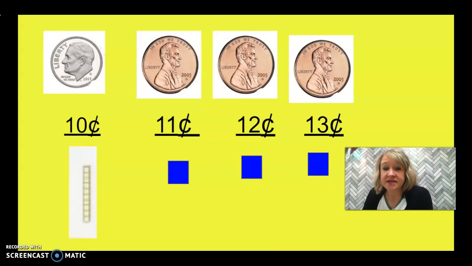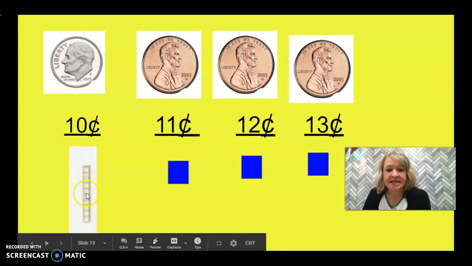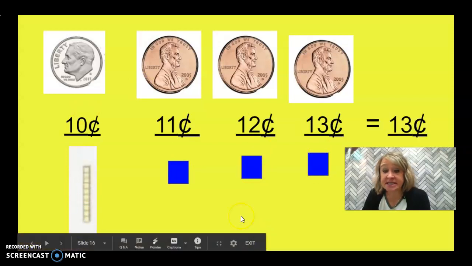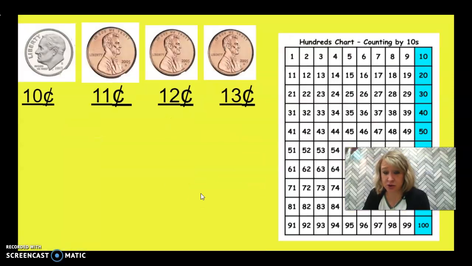All right, let's count this money together. Ready? 10, 11, 12, 13. 13 cents is the total value of these coins, this group of coins. Let's look at another way to count this group of coins.